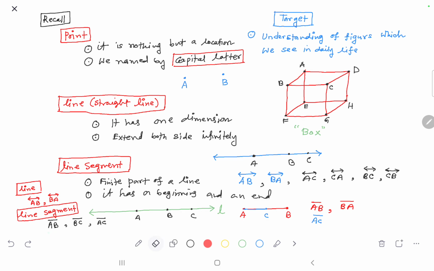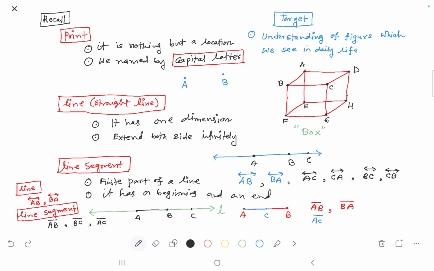I'm not writing it here. So basically a line segment is always a finite part of a straight line. That is determined by writing down the two endpoints of the line segment. So for example, if you want the distance or length from A to B, you write A to B, then on top you put a line segment notation.